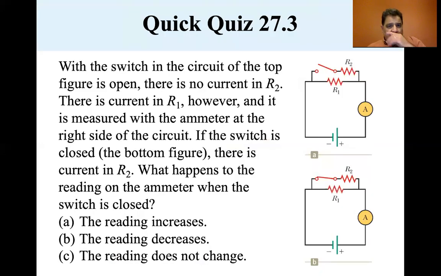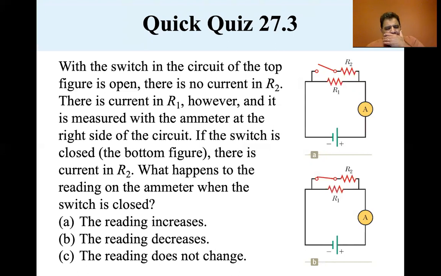Okay, quick quiz. With the switch in the circuit of the top figure open, there's no current in R2. There's current in R1, and it is measured with the ammeter. If the switch is closed, as shown in the bottom figure, there's current in R2. What happens to the reading on the ammeter when the switch is closed? The reading increases, the reading decreases, or the reading does not change.